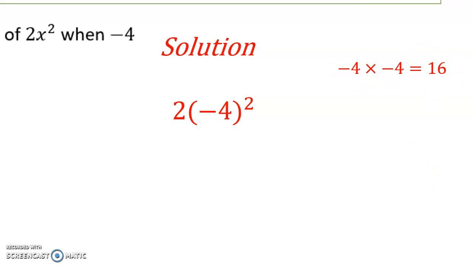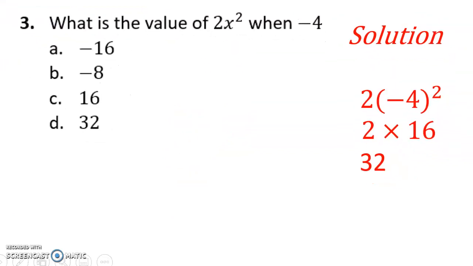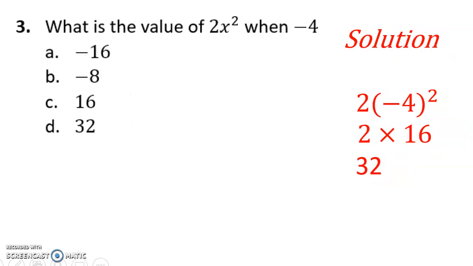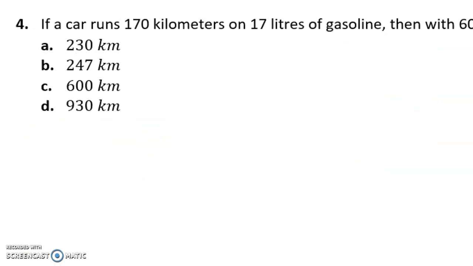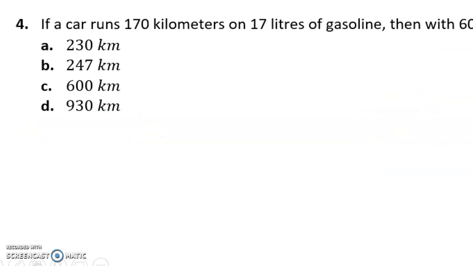Continue with the solution. We now have 2 times 16. Work that out, and our answer is 32. Back to the options over here, that means our answer is D. Alright, move on to number 3. So that's number 3. Alright, move on to number 4.